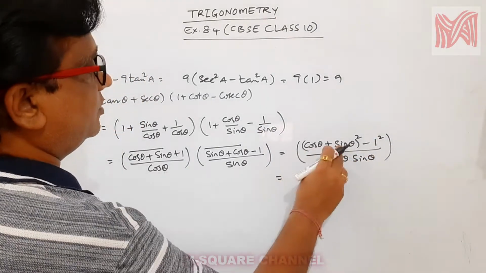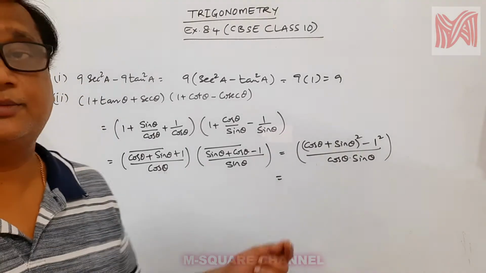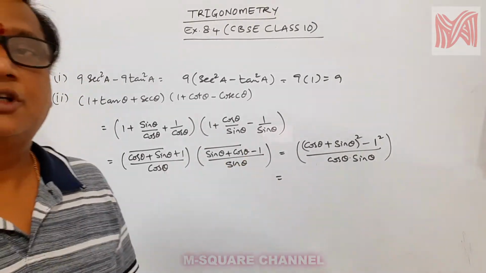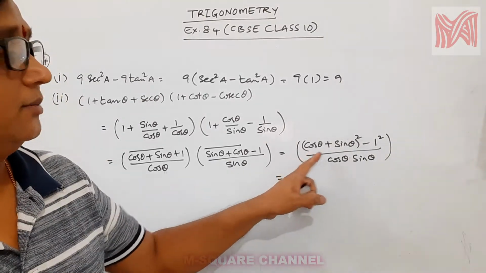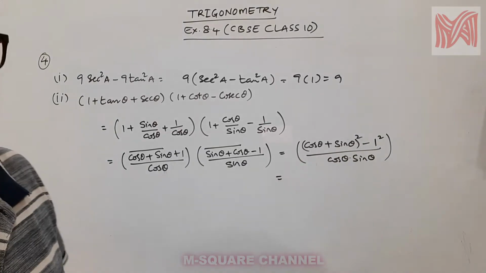Now this is in the form of (a plus b) whole square. That's why I explained in before videos that algebraic identities are also very, very important. So (a plus b) whole square.